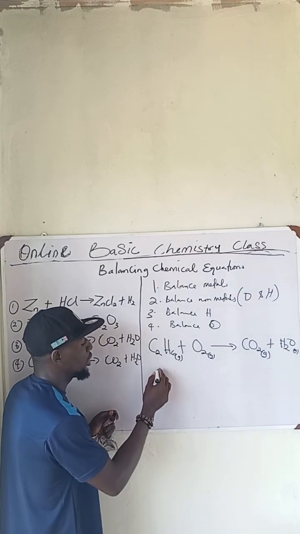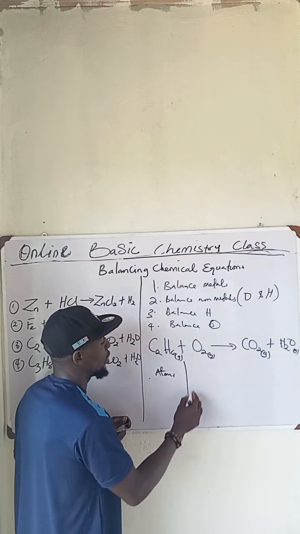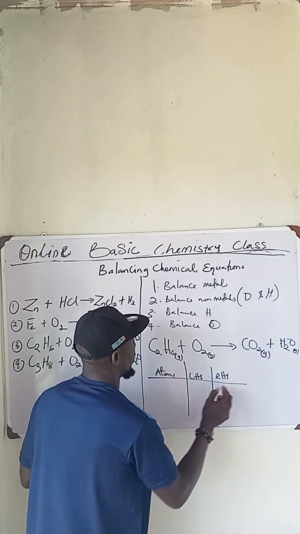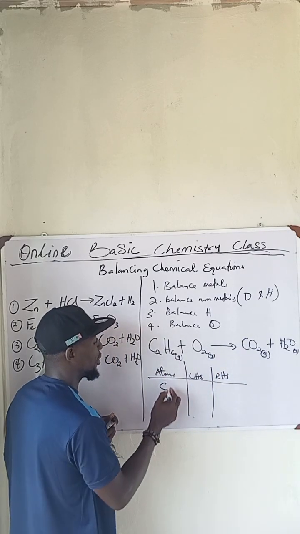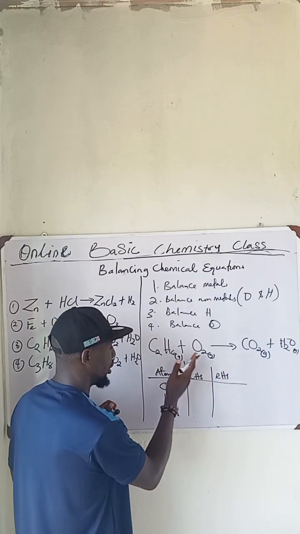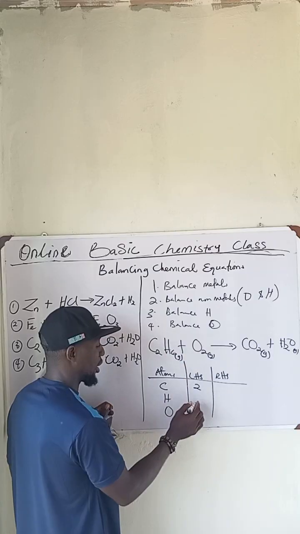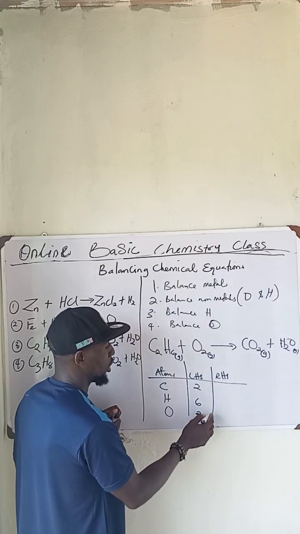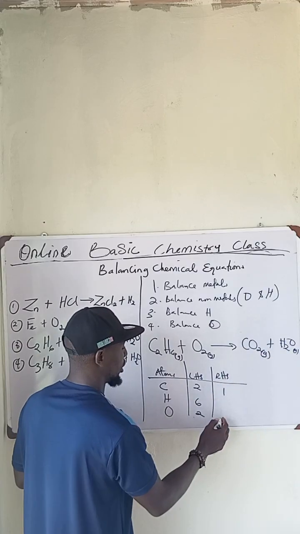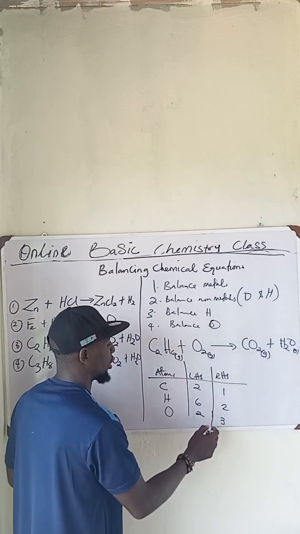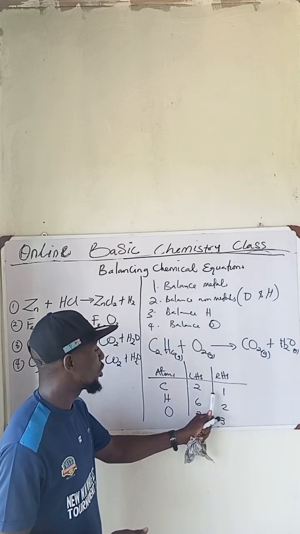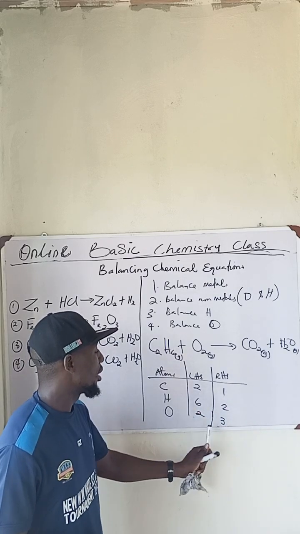Do your atom count like we did the other one. Atoms, left hand side and right hand side. What are the atoms? I have carbon, I have hydrogen, I have oxygen. Those are the three elements. Now, on this side, how many carbon? I have 2. How many hydrogen? I have 6. How many oxygen? I have 2. This side, I have 1 carbon, I have 2 plus 1, 3 oxygen, and I have 2 oxygen, 2 hydrogen. So this is the table. So you can see that carbon is not balanced here, hydrogen is not balanced here, and oxygen is not balanced here.